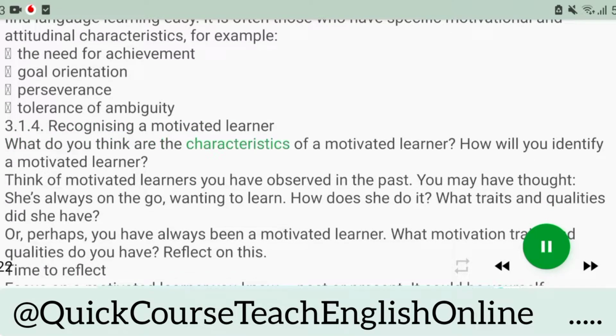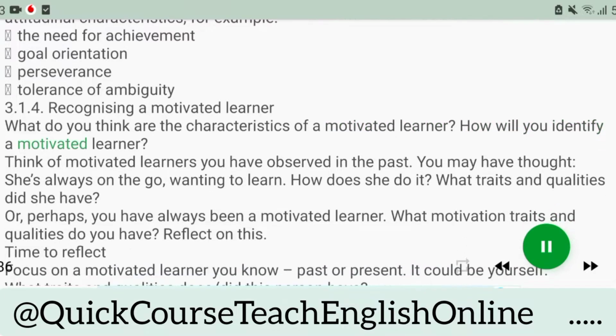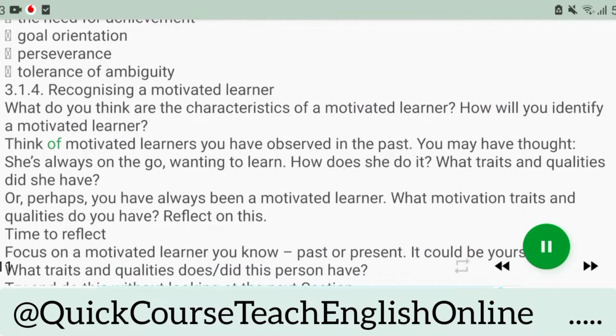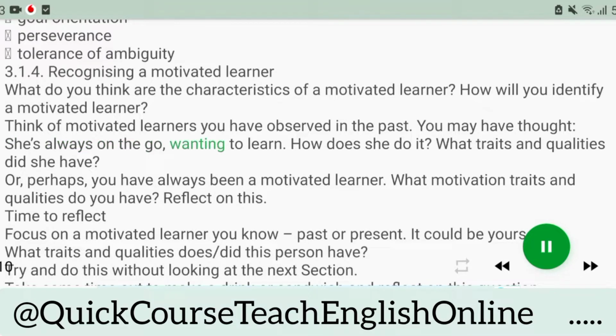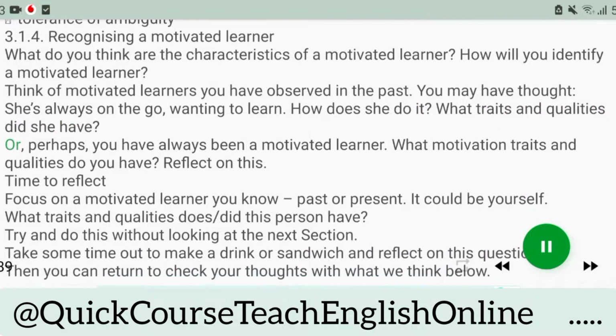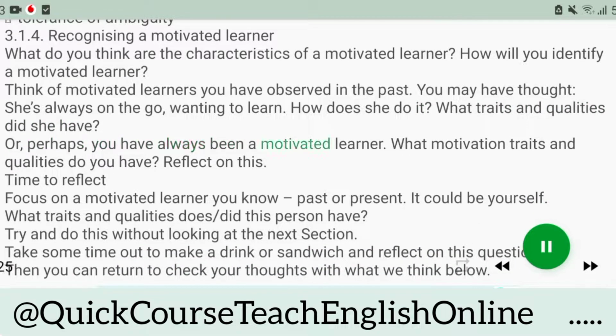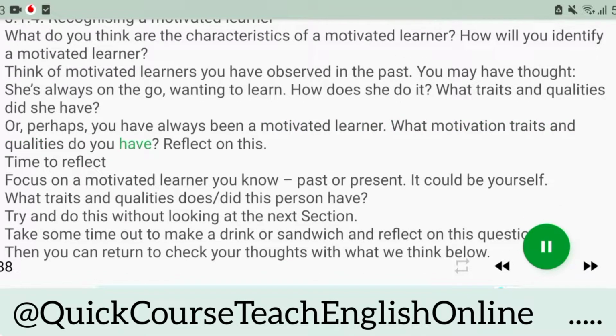3.1.4. Recognizing a motivated learner. What do you think are the characteristics of a motivated learner? How will you identify a motivated learner? Think of motivated learners you have observed in the past. You may have thought, she's always on the go, wanting to learn. How does she do it? What traits and qualities did she have? Or, perhaps, you have always been a motivated learner. What motivation traits and qualities do you have?